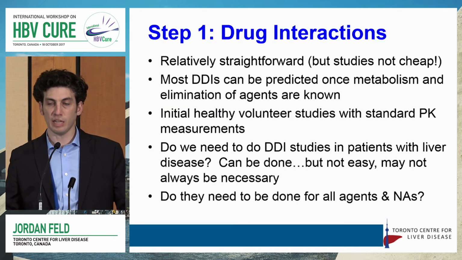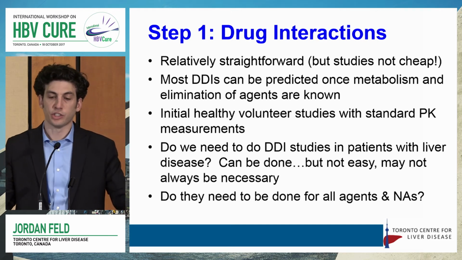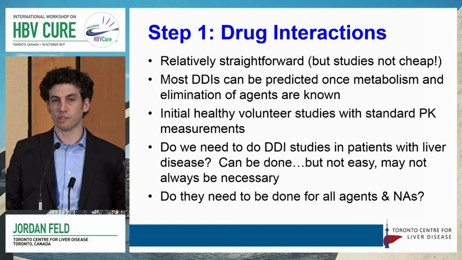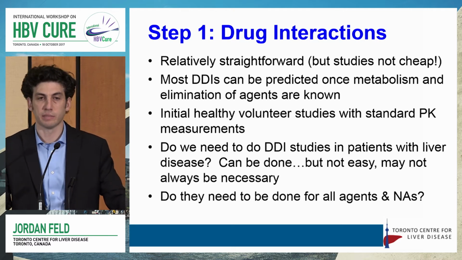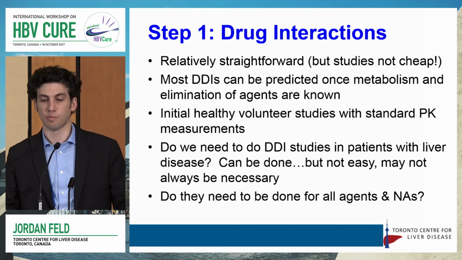So then we move on to safety, which might be the bigger issue with combination therapy. The first one is drug interactions, and at least in theory, this is relatively straightforward. It's not so difficult to predict drug interactions. And doing drug interaction trials is simple to do, but it's important to recognize they're not cheap, and especially for smaller companies, this can be a major impediment to getting things moving.